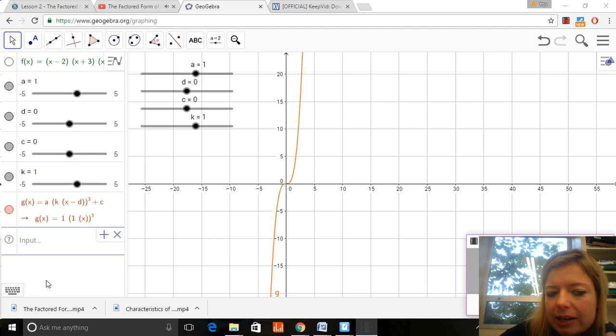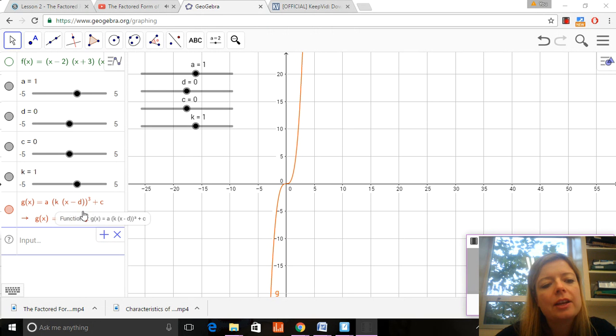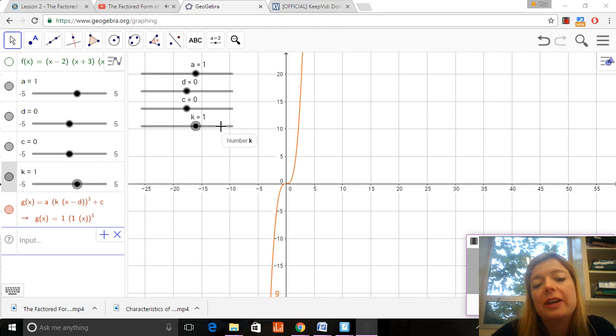So you can notice here I have set up our A value, our K value, D and C value in the exact same places they normally would be with a cubic function. So x to the power 3. I'm just going to show you that they change a cubic function the exact same way they transform any other parent function. So the A value here is out front of the function.